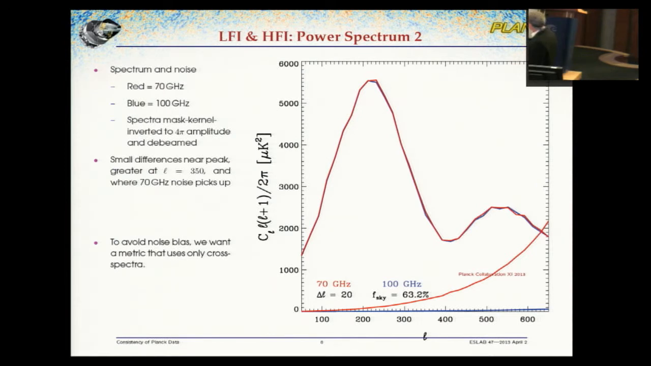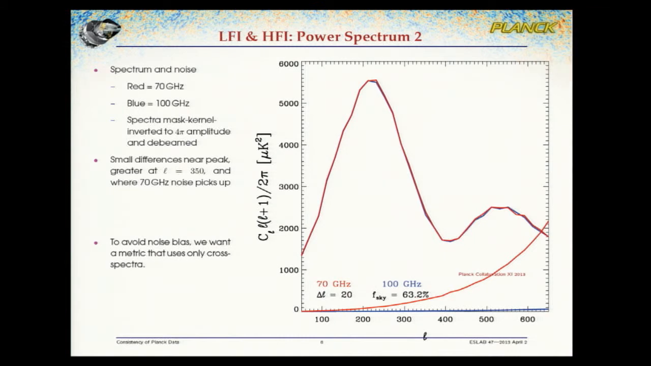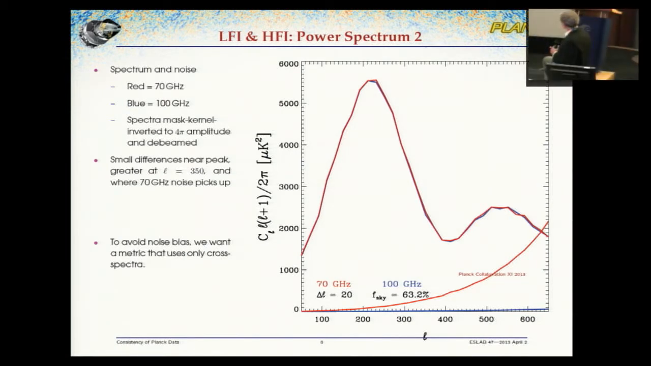Mask kernel inverted to 4 pi amplitude debeamed, technical terms. Now, what you see here is, well, you can't tell any difference on this plot all the way up to the first peak. Then at this point, you see a bit of a difference down here at around 350. You see a difference, and then as the noise picks up, you start to see some differences. Here's noise, 70 gigahertz. Here's noise at 100 gigahertz.